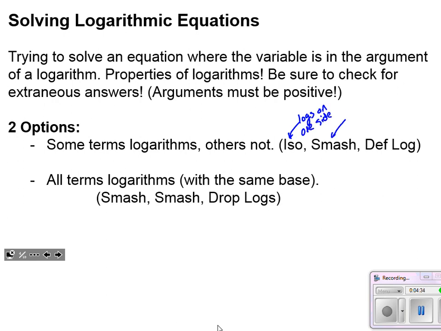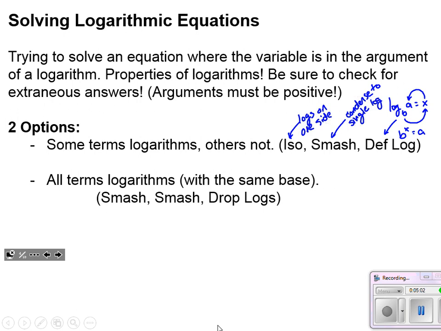We're going to smash, that means condense, to a single log on that one side. And then the definition of a logarithm says that the base, the logarithm is that perfect exponent, it is x, to get to that power. So b to the x would equal a. We'll use that to solve the problem.